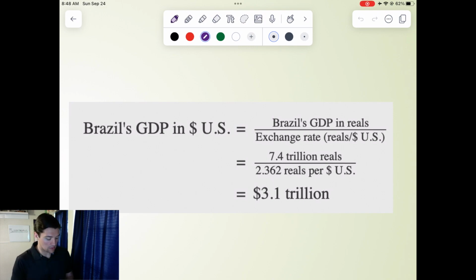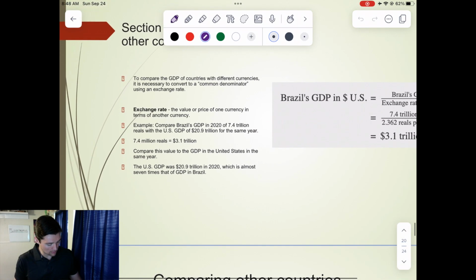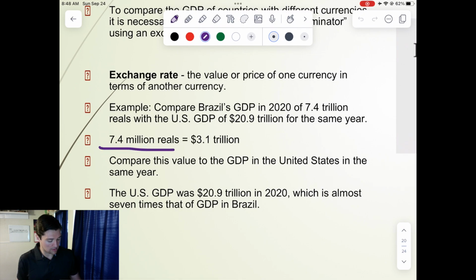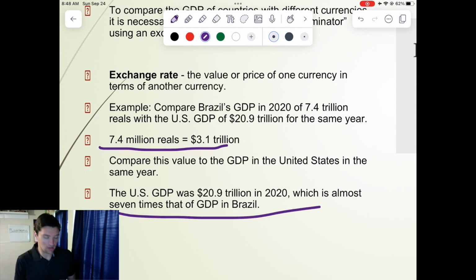Okay, so here we go. Brazil's GDP in US dollars is $3.1 trillion. So now let's take that and compare it with the United States. Okay, so 7.4 million reals is equal to $3.1 trillion. And if we were to compare this to the US GDP, it was 20.9 trillion in 2020. So basically, it was almost 7 times larger than Brazil.